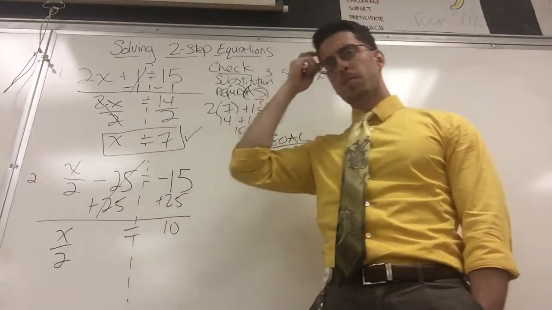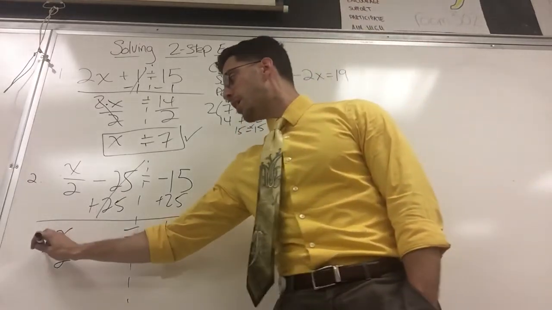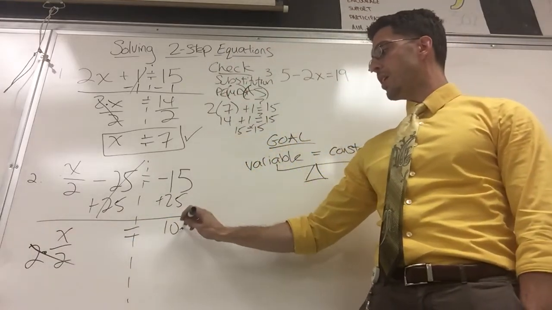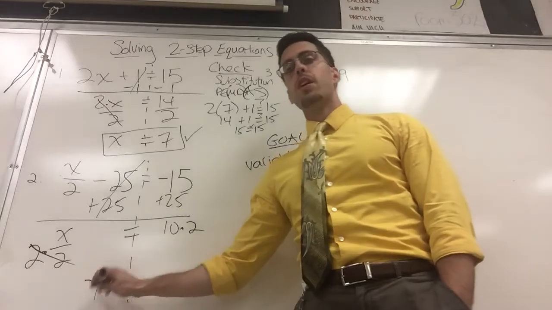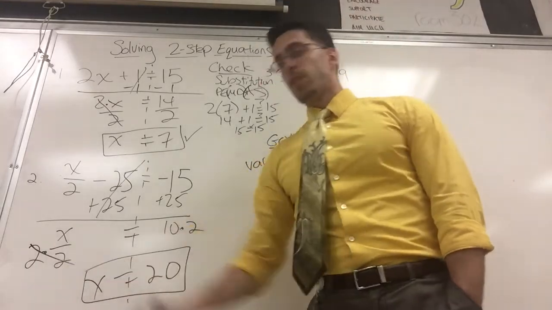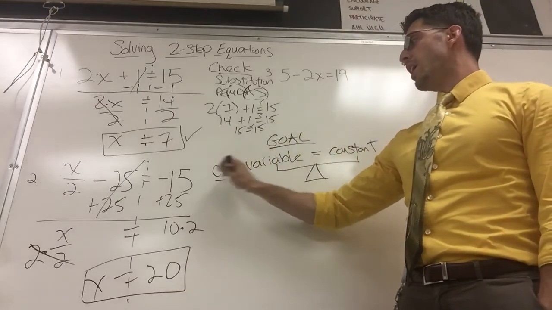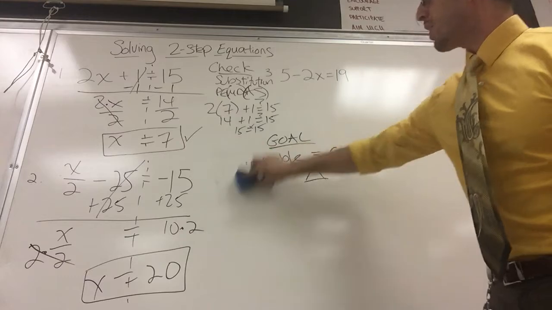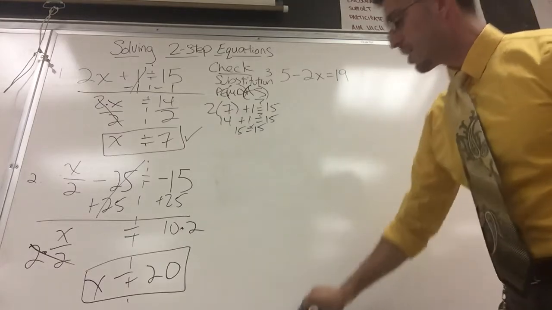This line, what does it mean? Division, so I multiply. Goodbye. What I did to the left, I'm going to do to the right. I multiply by 2, x drops down, and it equals 20. You want to challenge yourself? Do the check. I'm not going to do the check because I know that you can't wait to see number 3.